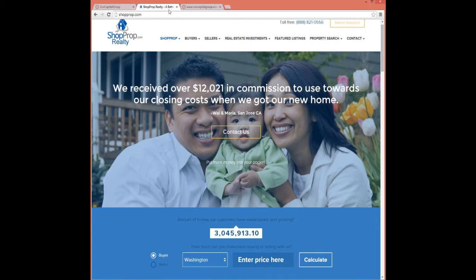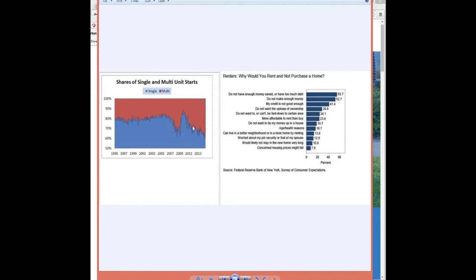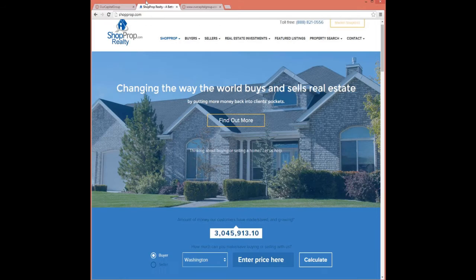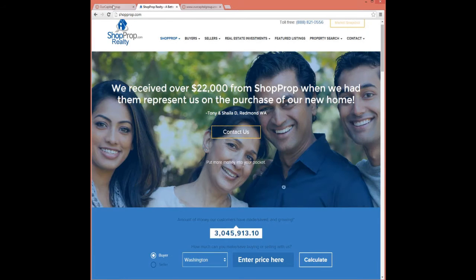I wanted to take a second to go over the Case Shiller Index and these two charts that I put together. First of all, this is the Federal Reserve Bank of New York. They did a survey of consumer expectations on home prices. Then I wanted to go over this chart, which is the shares of single family and multi-unit starts, and obviously the Case Shiller Index. And then I wanted to talk Shop Prop and our capital group.